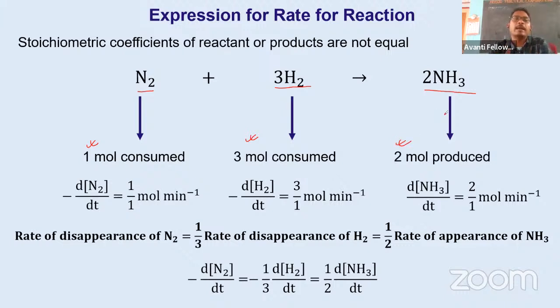So if we write their changes with respect to nitrogen, hydrogen, and ammonia, let's take the time as 1 minute. In 1 minute, nitrogen is consumed at 1 mole per minute, hydrogen at 3 mole per minute, and ammonia is formed at 2 mole per minute. This is what we call the respective changes of nitrogen, hydrogen, and ammonia.